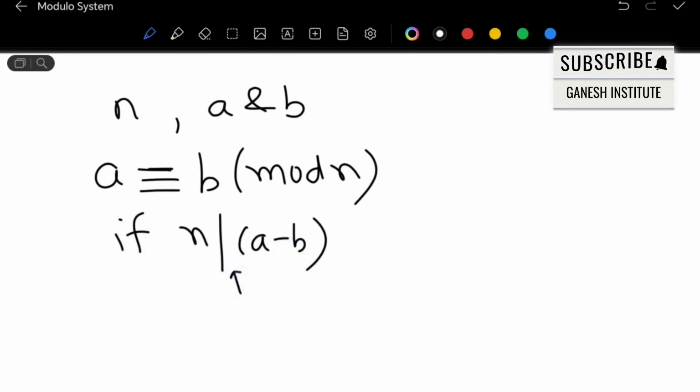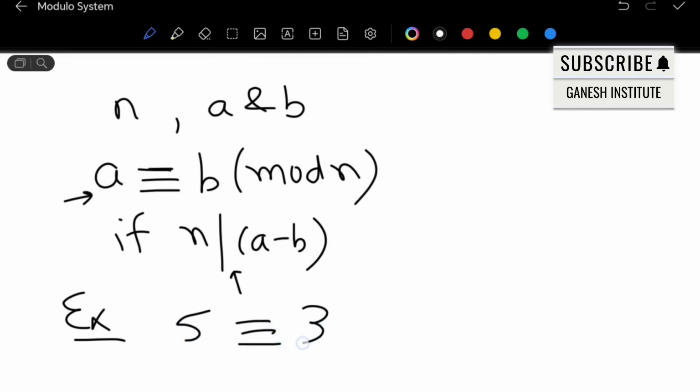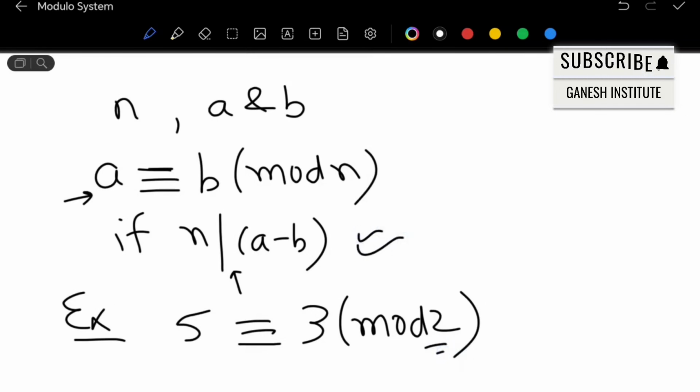This is the symbol of division. So n divides a minus b. Then only we can say that a is congruent to b modulo n. What does it mean? Let's say if I write 5 is congruent to 3 modulo 2. Is it right? Because if you see, if I place here, n is 2, a is 5, b is 3. So if you subtract 3 from 5, that is 2, and 2 divides n, that is 2, which is 1, right? So this is the right thing.